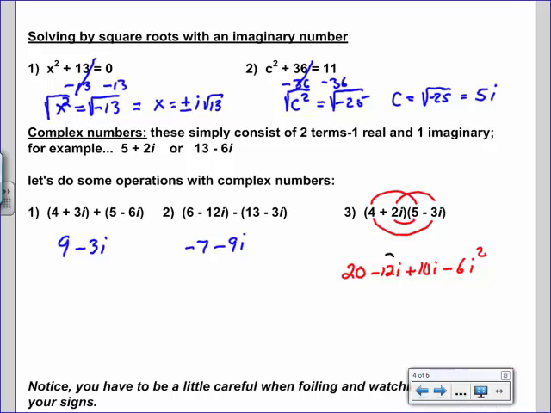Well, here's a couple of common terms here that we'll be able to combine, and also realize that minus 6i squared is the same as minus 6 times negative 1, which would be the same as plus 6. So we'd have the 20 combining with the 6, giving us 26, and the negative 12i plus 10i, giving us minus 2i.